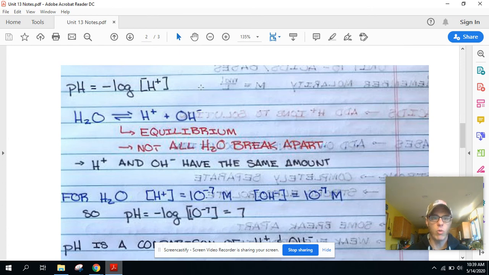The pH, this is the equation for pH. It's the negative log of the concentration of H+. That's it. As far as logarithms go, I wouldn't ask you what a logarithm is or anything like that. You just have to find the button on your calculator.